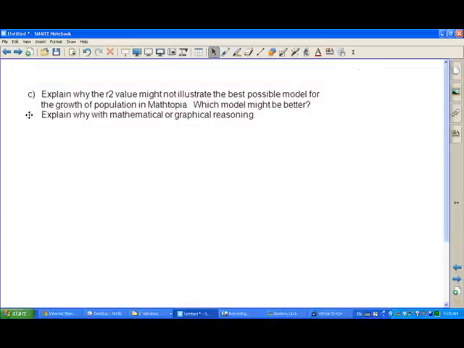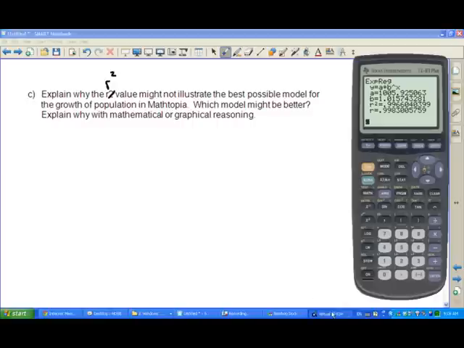And this is where the thinking part of this assignment really comes into play. We would like to explain why the R-squared value might not illustrate the best possible model for the growth of the population in Mathtopia. So I would go back to my graphing calculator, and I would plot the equations for my exponential and quadratic regression. There's a quick way to do that without having to plug in all these decimal places.